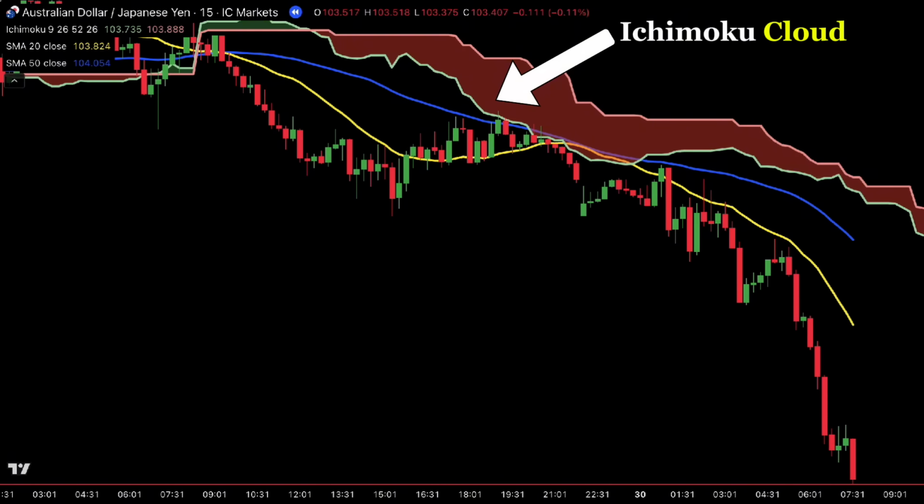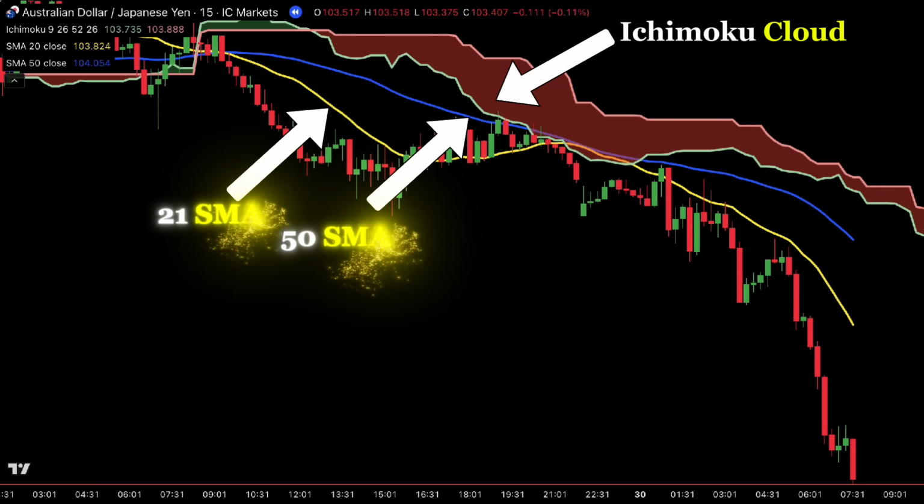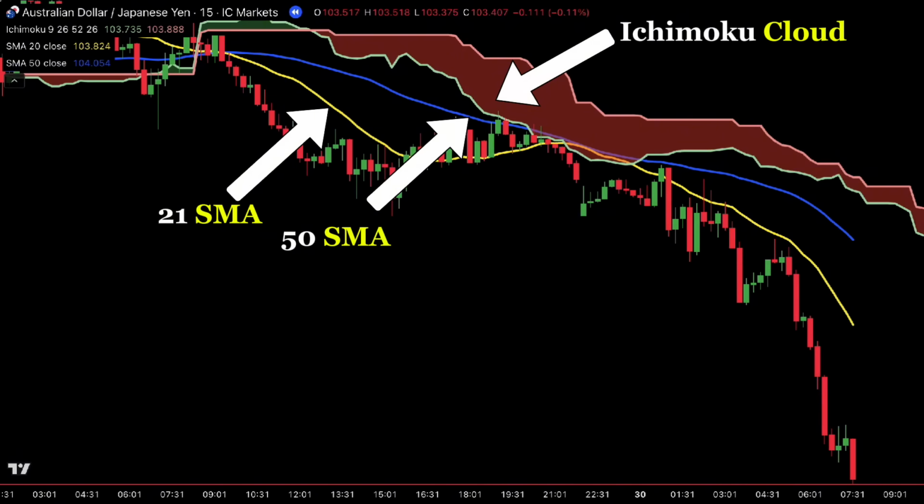But here's the key. In a strong trend like this, waiting for price to pull back to a static resistance level like a horizontal line might keep you waiting forever. The market doesn't always give you a clean retracement. Instead, we use the 21 and 50 moving averages as dynamic resistance. These moving averages move with price and act like magnetic zones where institutional orders are likely to be sitting.